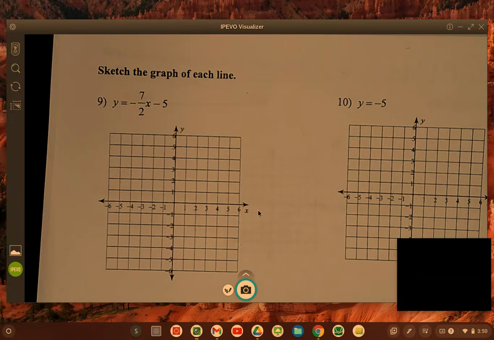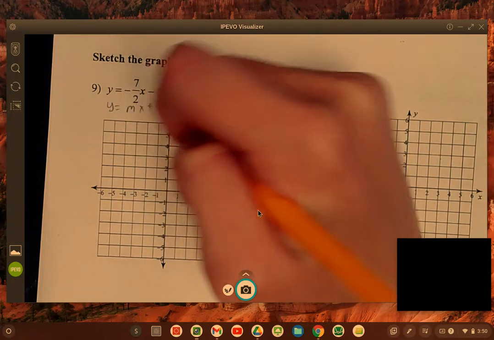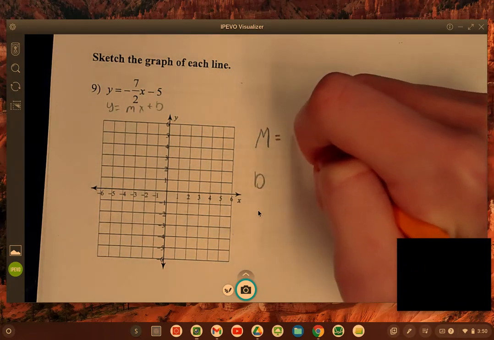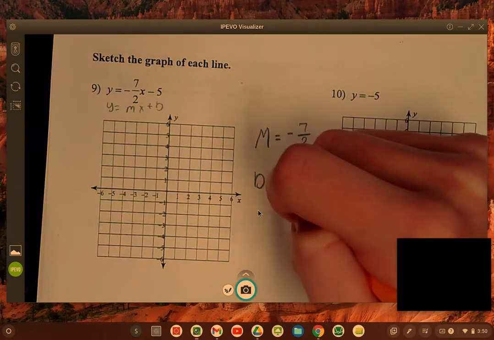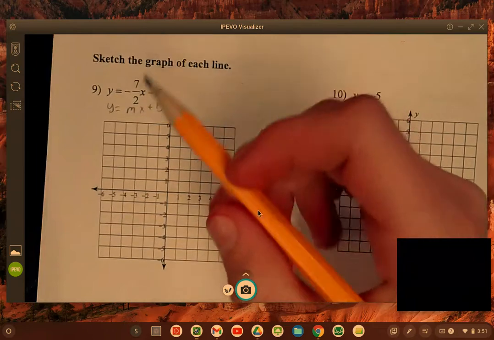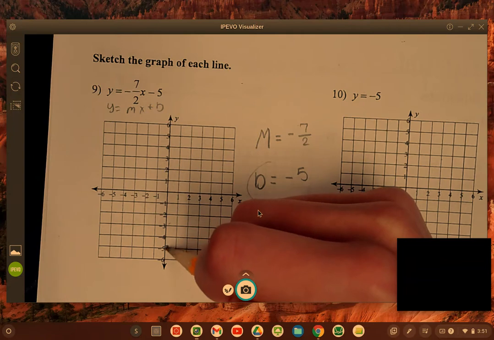I'm doing 9. Sketch the graph of that line. So you'd have to break it up. It would be y equals mx plus b. So m equals -7/2, and b equals -5. We're going to start with b and go down 5: 1, 2, 3, 4, 5. And we're going to make a point there.